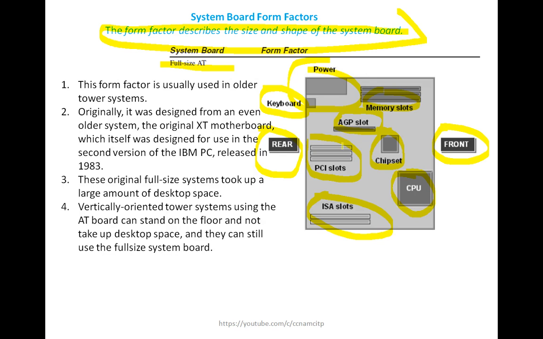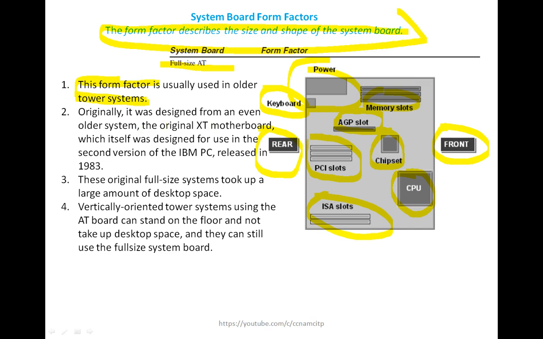If we talk about the later ones, there will be certain changes on the board, like this will be somewhere else. That is the difference between all the system boards, and we will understand them one by one. This first form factor is usually used in older tower systems. When these tower systems came, they had this full size AT system board, because it was developed earlier. Whatever is old will be a little different compared to what we have today.